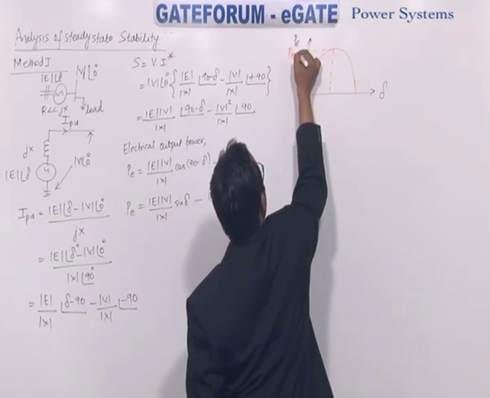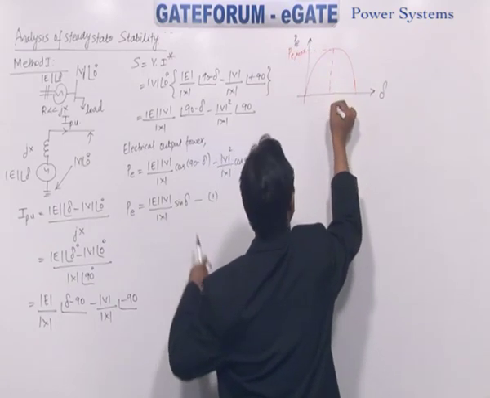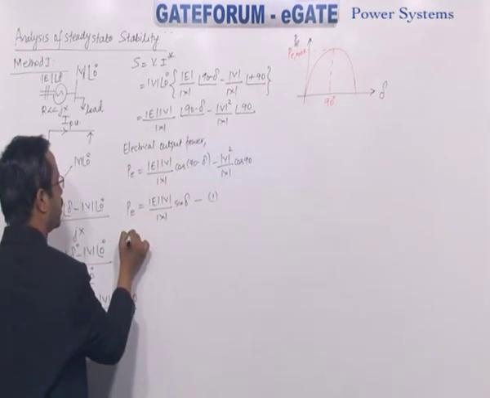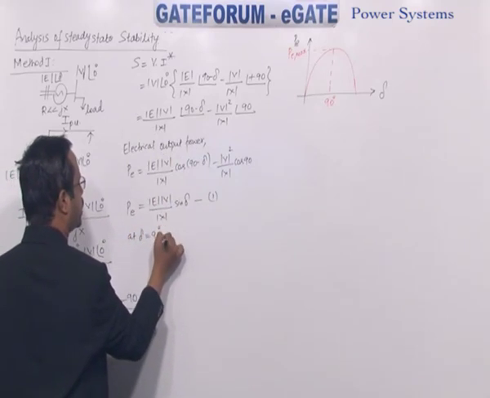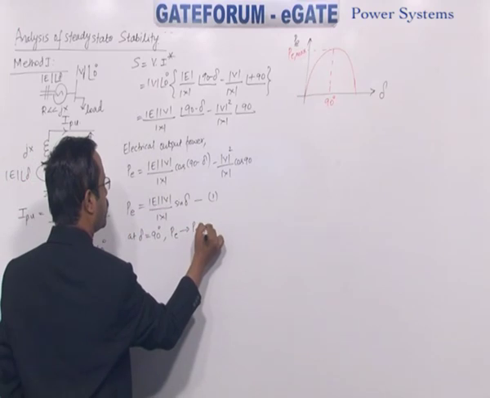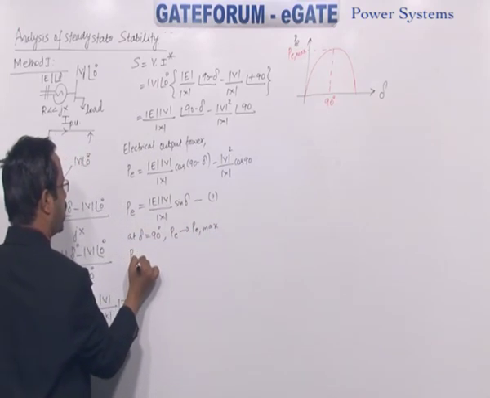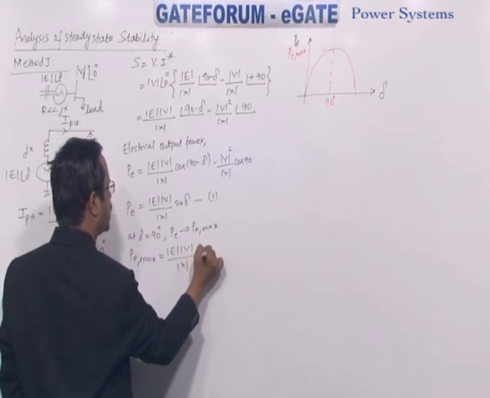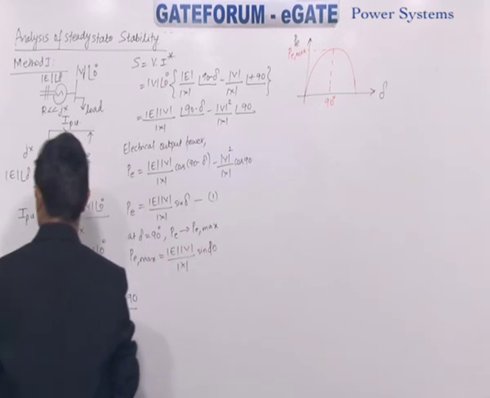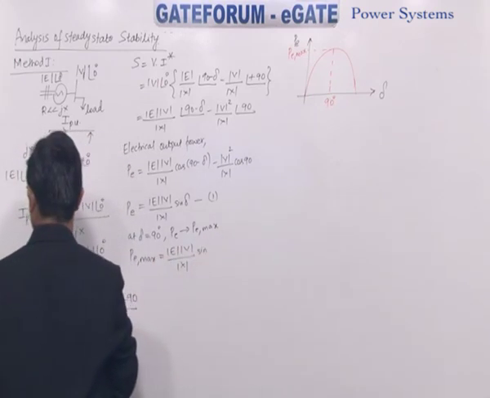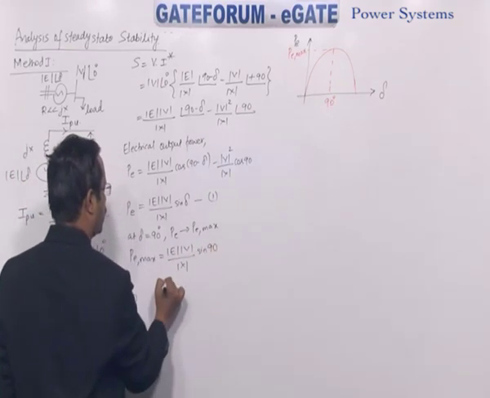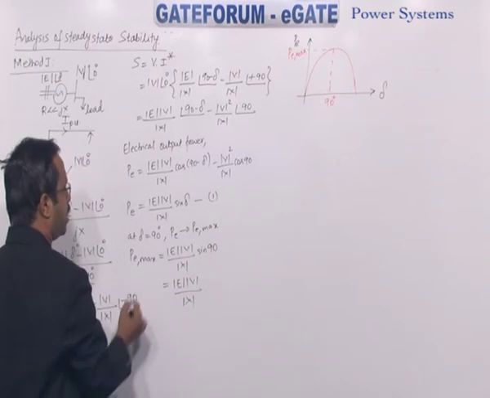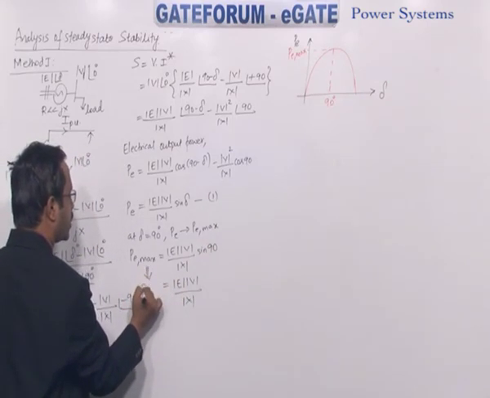So what will be this one? PE maximum. When will it be maximum? When delta is 90 degrees. So you can observe here, at delta 90 degrees, PE becomes PE max. What will be that PE max now? You have EV by X sin 90. So how much do you get now? It is EV by X. And what do you call this maximum power transmitted?